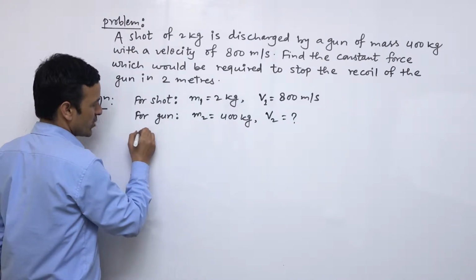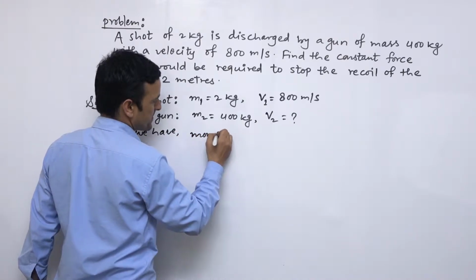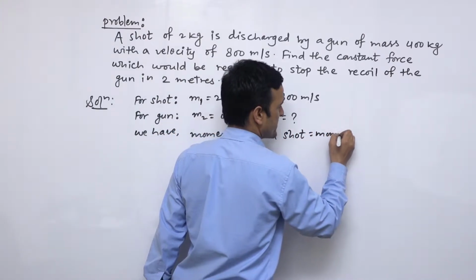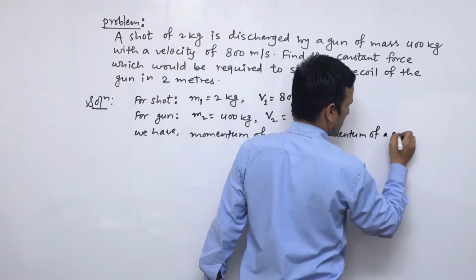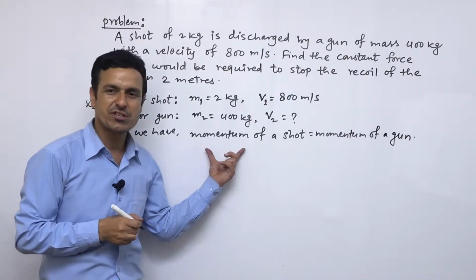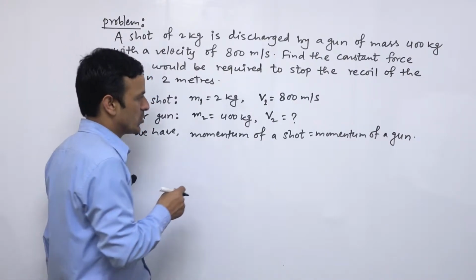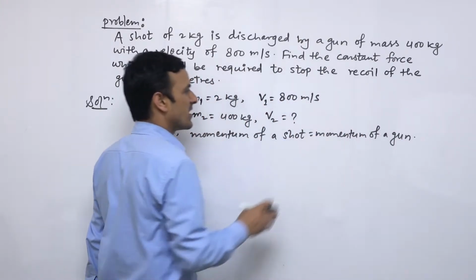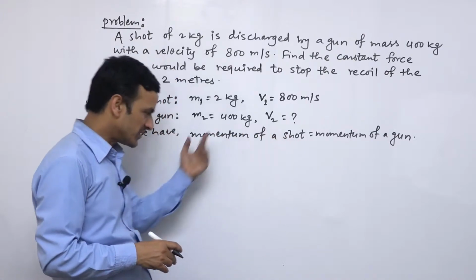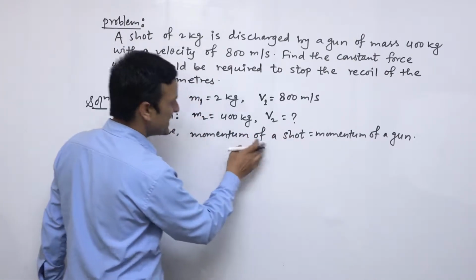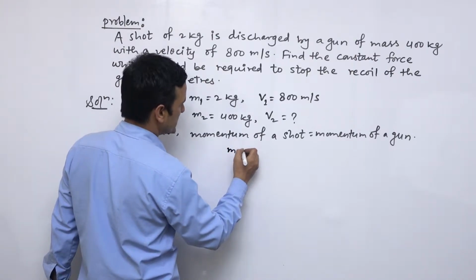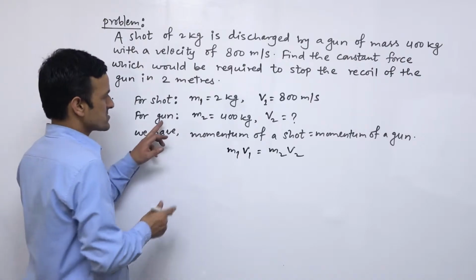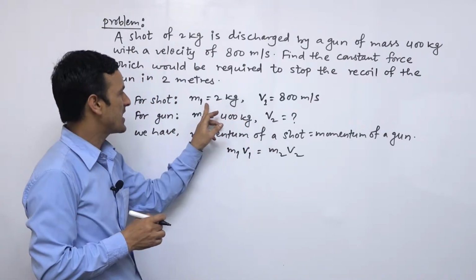So we know that momentum of a shot is equal to momentum of a gun. This is the rule, by the principle of conservation of linear momentum. Before using this gun, the momentum of the gun before using and the momentum of the shot after using the gun are always equal. So momentum means m1 v1 is equal to m2 v2. For the gun we have m2 and v2, for the shot we have m1 and v1.